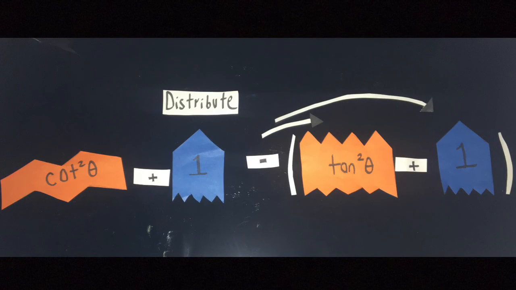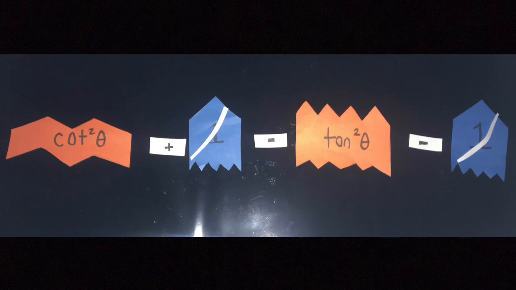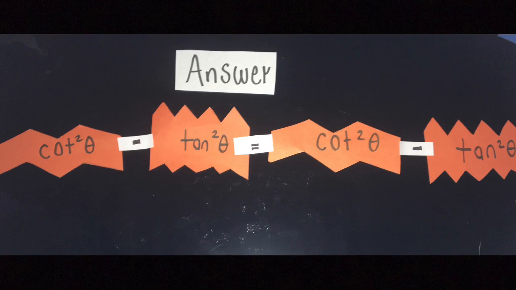Since there is a minus in the middle, you will distribute the minus to tangent squared and positive 1, making it negative tangent squared minus 1. The 1's then will cancel, so you will be left with cotangent squared minus tangent squared, which proves our identity is true.